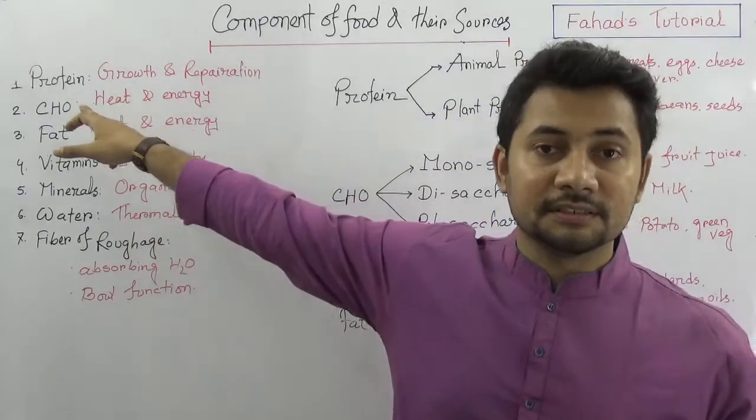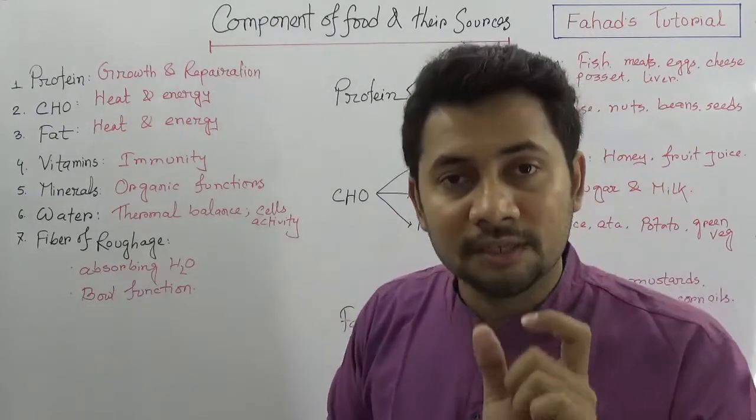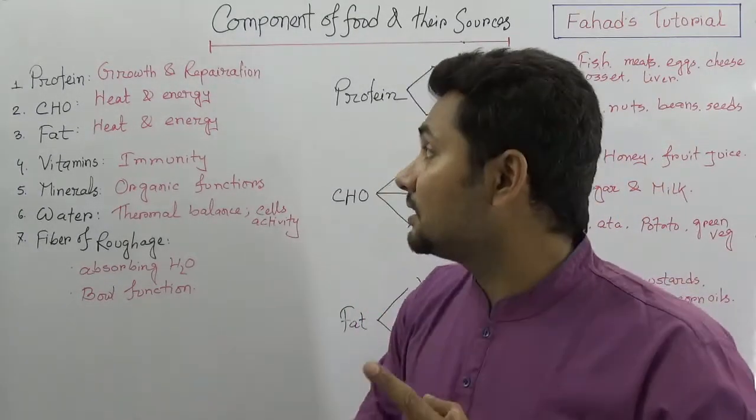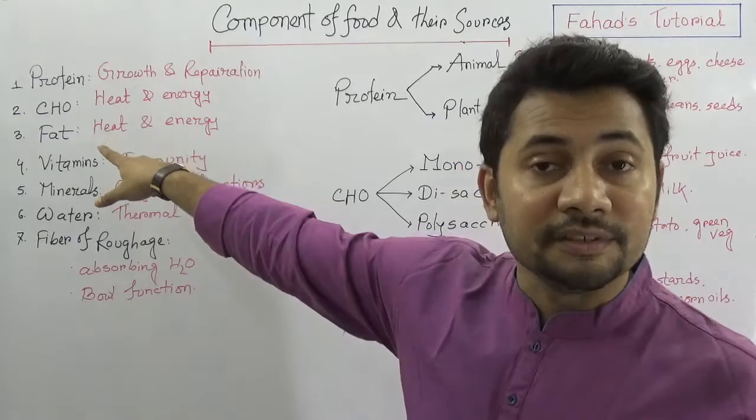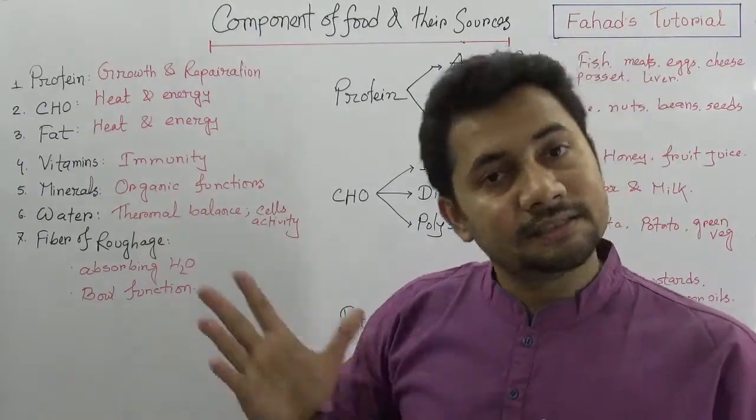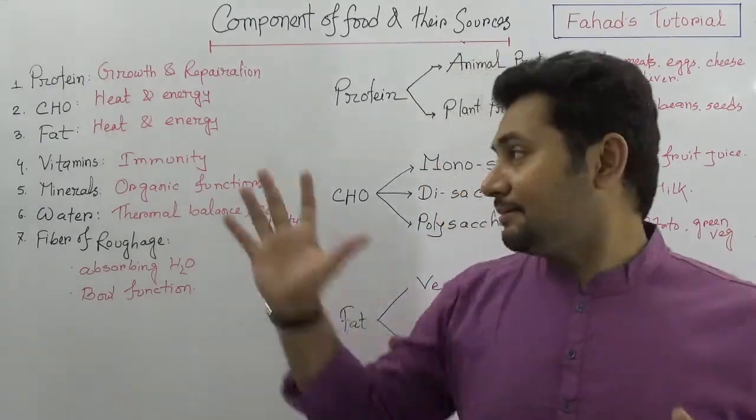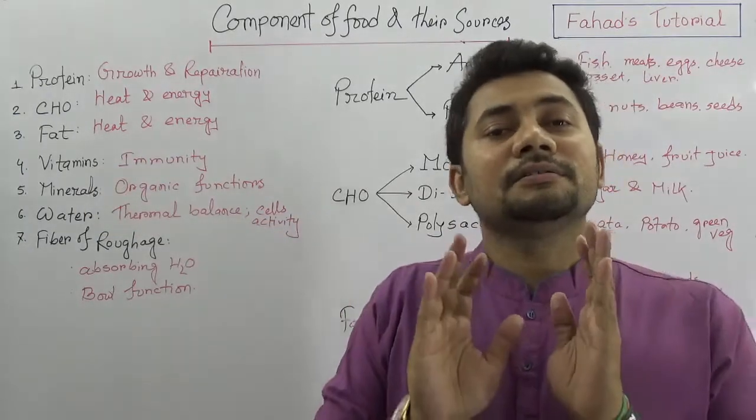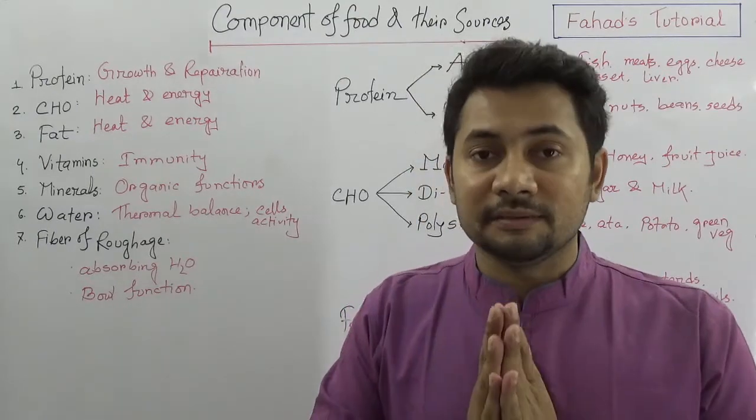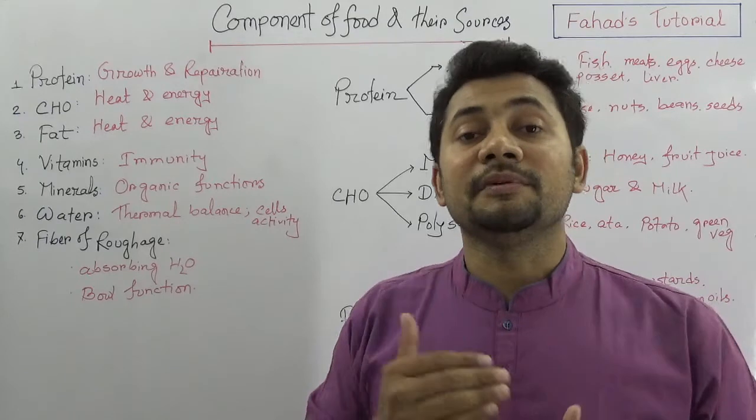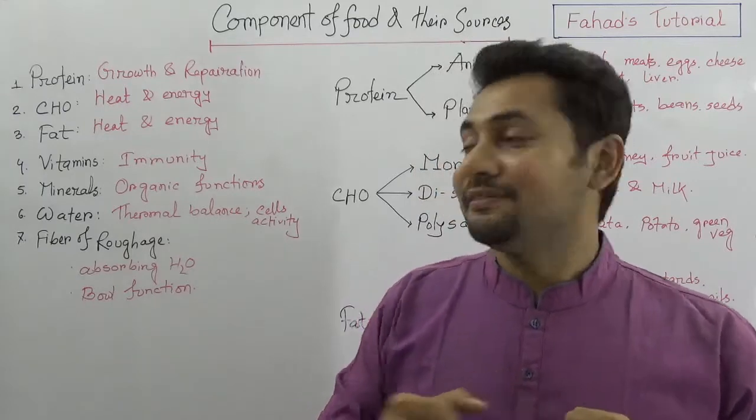There are a lot of functions of proteins, carbohydrates, and vitamins, but I'm trying to keep them focused on one single function each. Protein is for growth and repair. Carbohydrate mainly produces heat and energy, and fat also produces heat and energy, but I'll explain that later on. Vitamins are about immunity, the immune system, disease protection. Vitamins are necessary for immune system development. We know that we have different systems in our body.